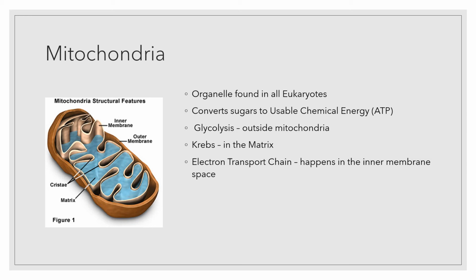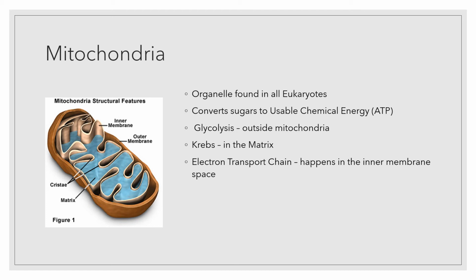Almost done, guys. Okay, now we've got mitochondria. We'll dig more into this little organelle. Again, it's found in all eukaryotes. It's found in both plants and animals. The mitochondria takes the sugar and converts it into usable chemical energy called ATP. And the 3 steps is glycolysis happens outside the mitochondria. Then the Krebs cycle happens within the matrix.